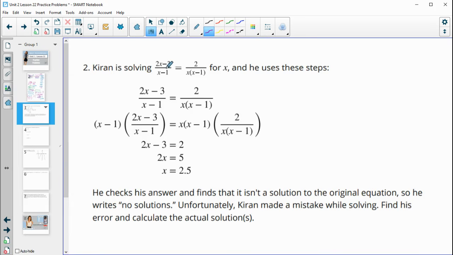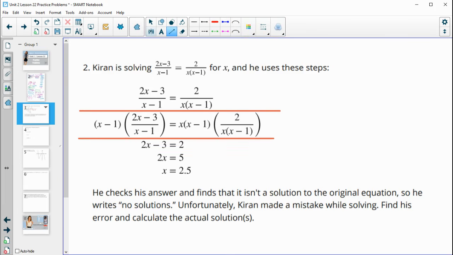Number 2, Kyron is solving this equation for x, and he uses these steps. So let me separate this out with some lines here. So here's the original equation. Then he goes to this step. And so you can see the original equation here and the original equation here. So he multiplied this to this side and this to this side. So he solves and he gets his answer. When he plugs it in, it doesn't work. So then he says it's no solution. But he did something wrong in his solving. So what is it? And then let's fix it.